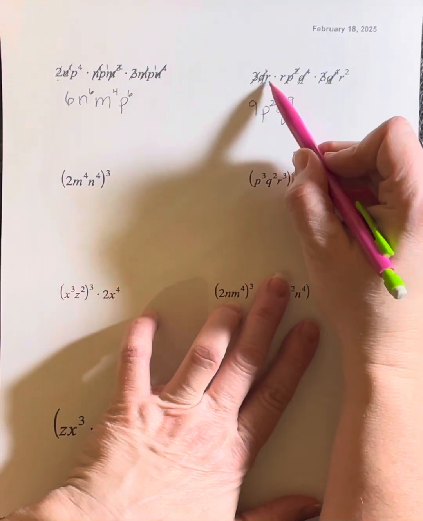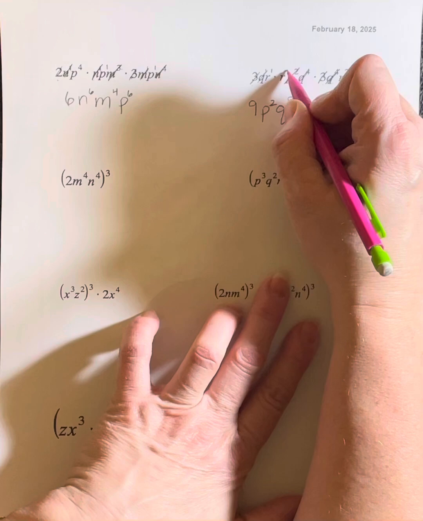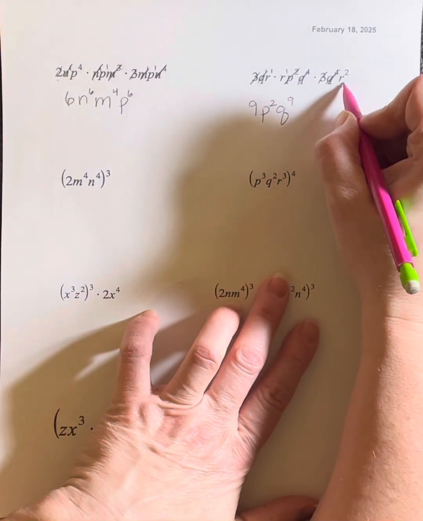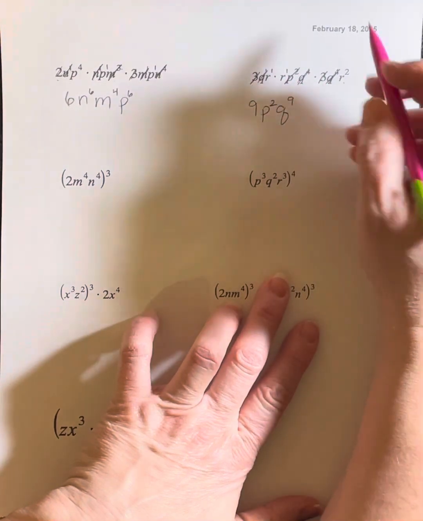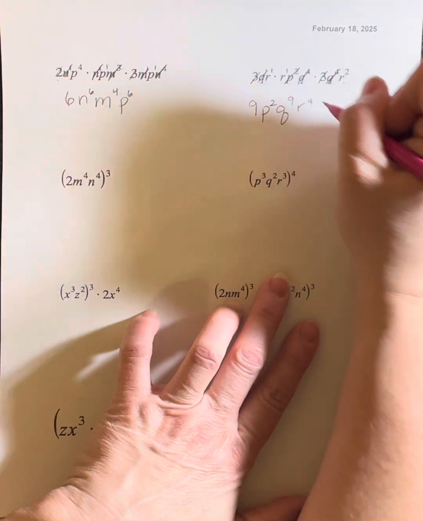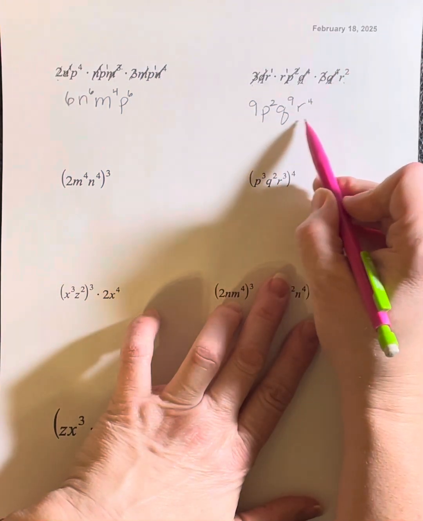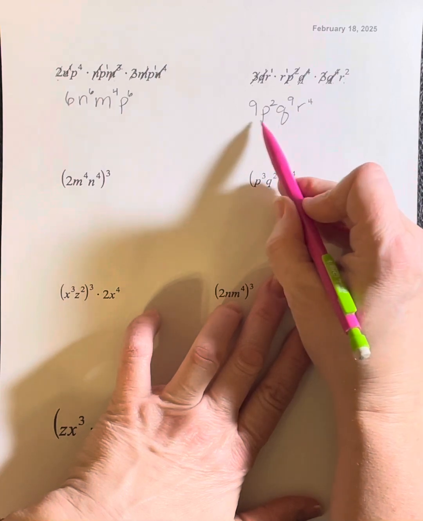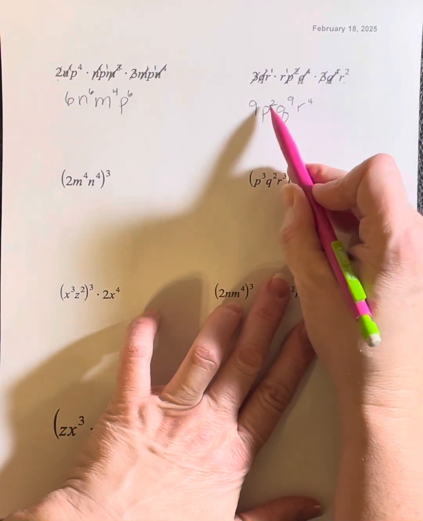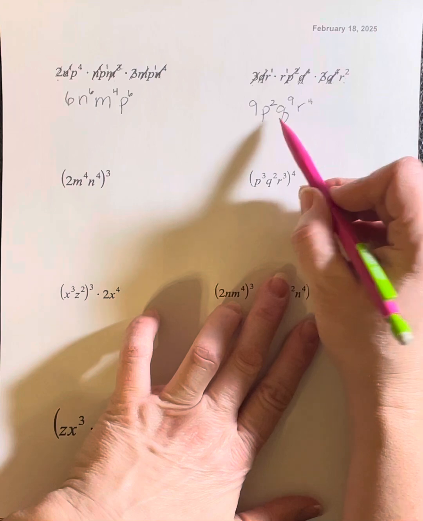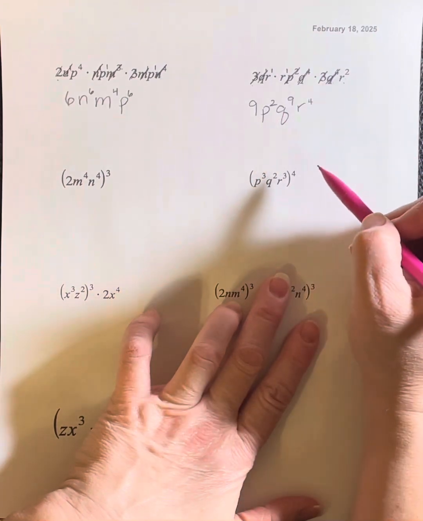And then I'm left with R to the first, R to the first, and R to the second. 1 plus 1 plus 2 is 4. Again, the order that these are in is not important. As long as you have all four of them and everything to the power looks the same, the order that they're in does not matter.